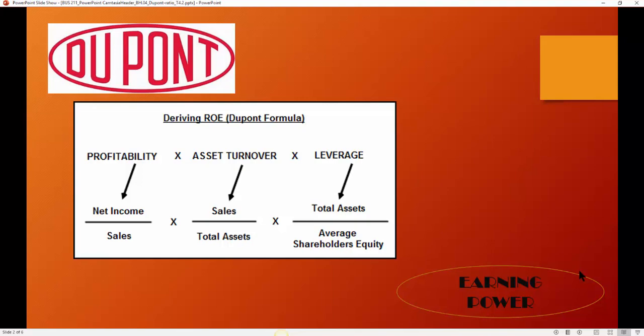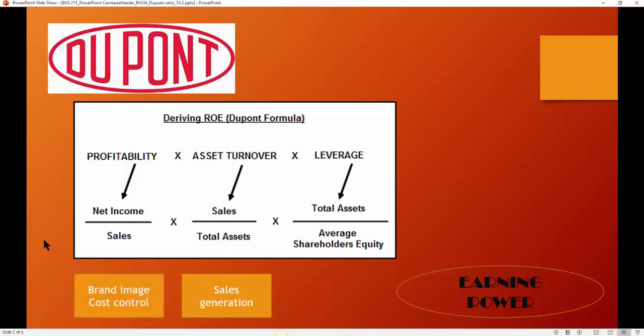Earning power, described another way, is comprised of the ability of the company to generate sales, and that's what the asset turnover indicates: how many dollars in sales each dollar of assets contributes. The profitability ratio addresses a company's brand image and cost control.